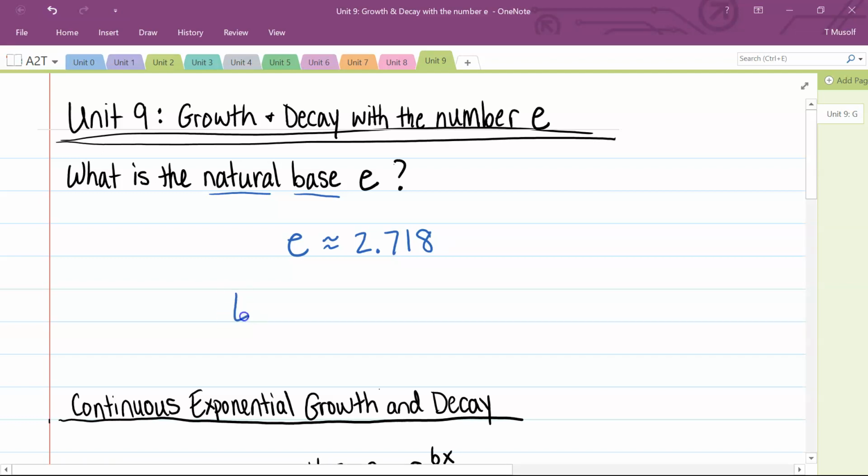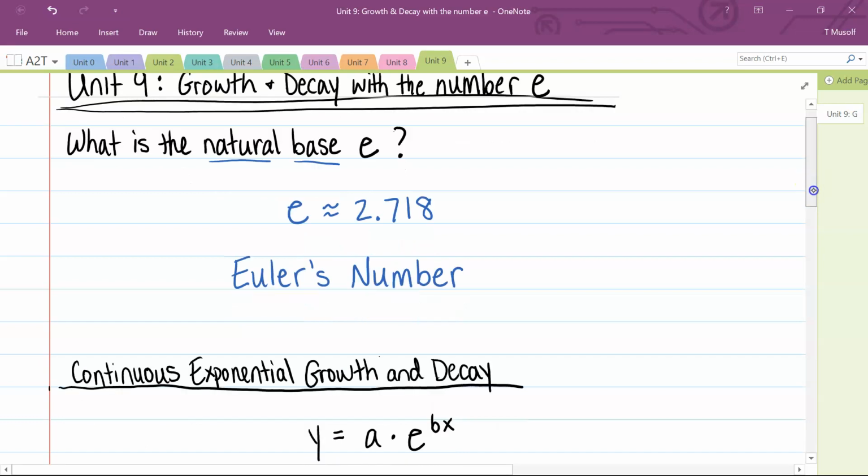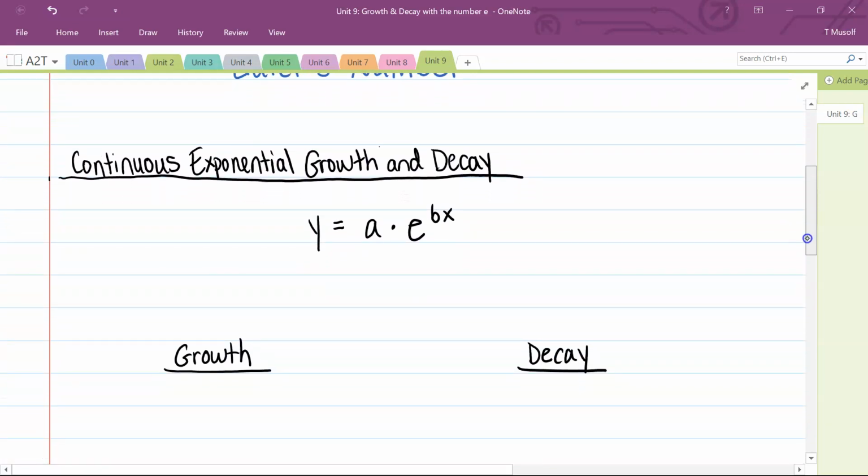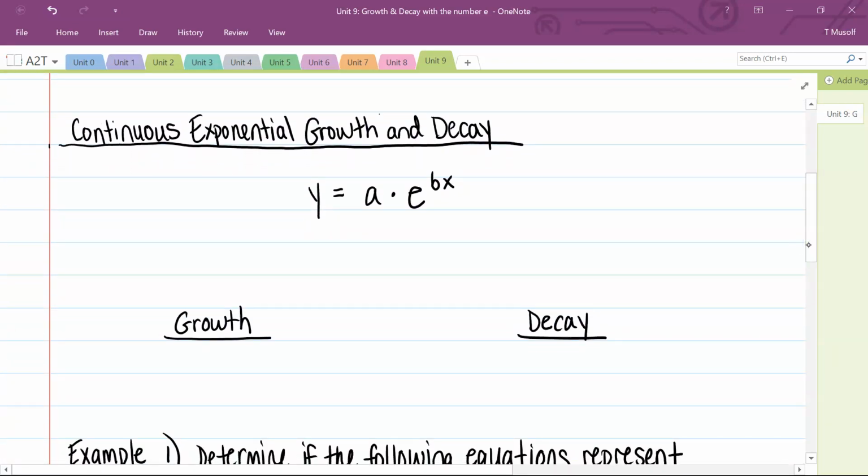It is called Euler's number. I know it looks like "Yuler's" number, but it's pronounced "Oiler's" number, after the person who discovered it, and that was Euler. When we have a base e, it's really not too much different than the exponential growth and decay that you've seen before. This is the equation if you have a base e.